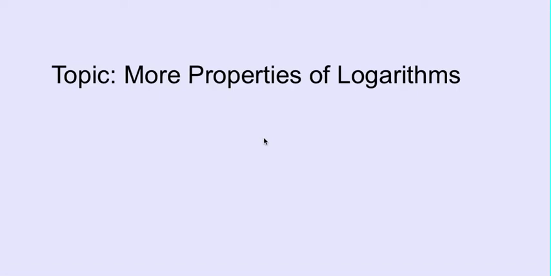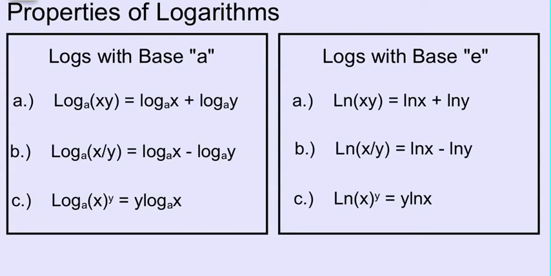Some properties on how to expand logarithms. The first box is dealing with base a, and the second box is just base e, the natural log. So with base a, if you have a logarithm, and in that parentheses is an x times a y, you can split it up into separate logarithms: log base a of x plus log base a of y. Same thing happens over here if you have a natural log of x times y: natural log of x plus natural log of y.